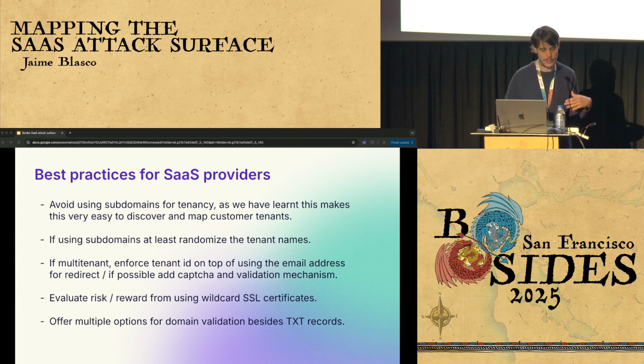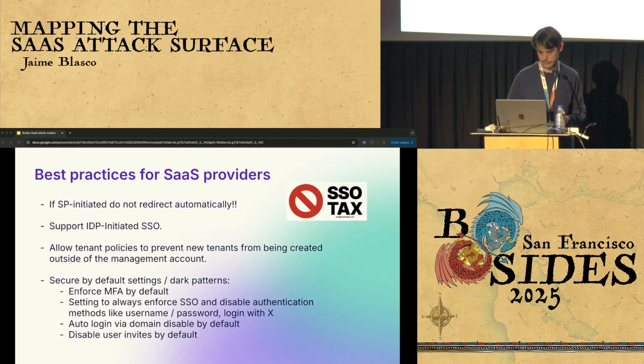Evaluate the risk reward of using wildcard SSL certificates, because again, as we have seen, if you don't use a wildcard one, you're broadcasting to the world every time you issue one of those SSL certificates. And always offer other ways than just TXT records to validate those domains. Again, if using SP-initiated, do not redirect. Support IDP-initiated SSO. Always give me the ability to have a policy that prevents creation of new tenants from the same domain, because usually you only want to have one domain, or you want to be the one who created those domains internally. And then use secure by default settings.